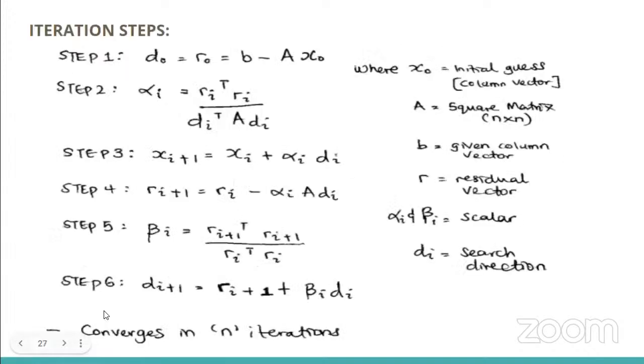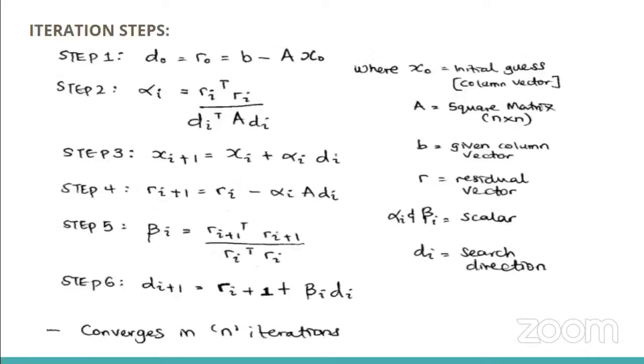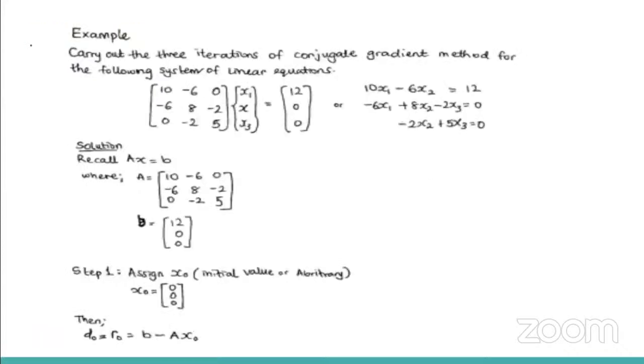Going back to this, you can see the equation r naught equals b minus A x naught. This is telling you that your residual vector is the same thing as d naught, which is your search direction. So your r naught is equal to your d naught.